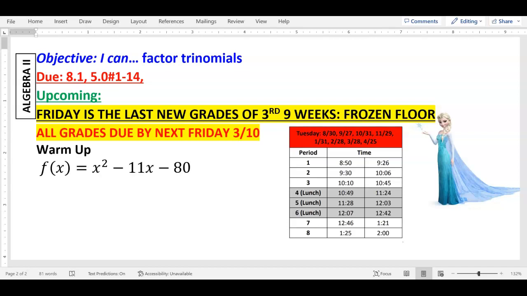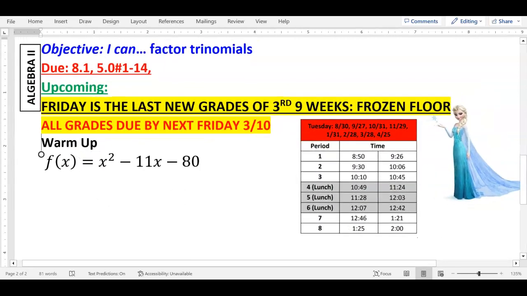All right, here we go. So just like yesterday's notes, I'm going to take the last number, which is actually negative 80, and find the multiple factors. So I like to make a little list off to the side. Does that make sense? I'm telling you it makes sense.